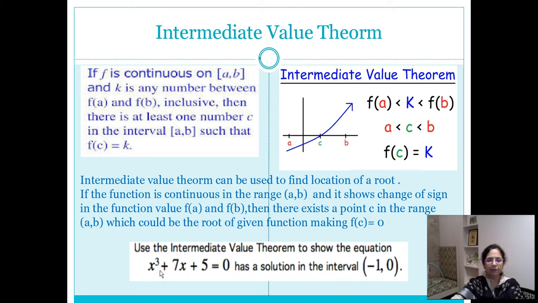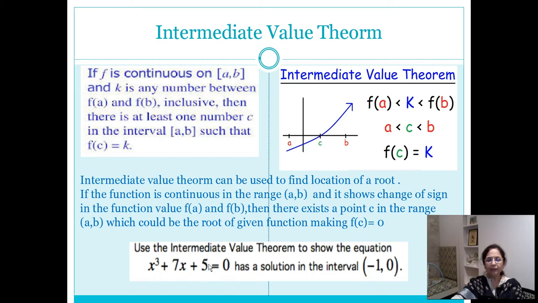If we put x equal to 0, it is very easy. f of b, or f of 0, is 5. And when we put in f of a as -1, -1 cube becomes -1, and 7 times -1 becomes -7. So -8 plus 5, the function value becomes -3. Now there is a change of sign between f of a and f of b. f of a is -3, f of b is 5, so the function is changing its sign, from -3 to +5.